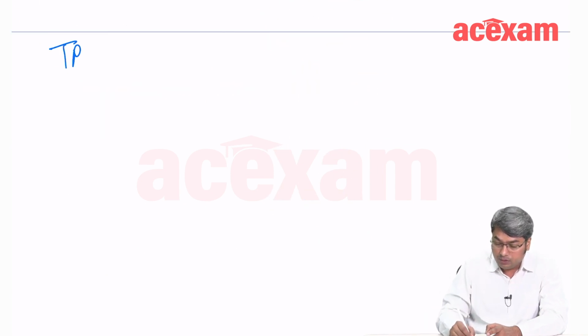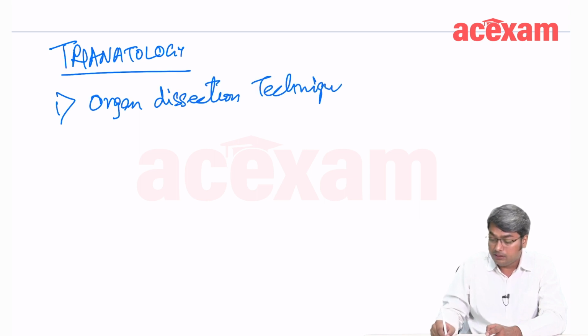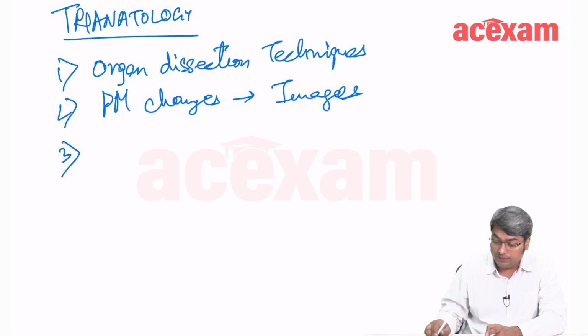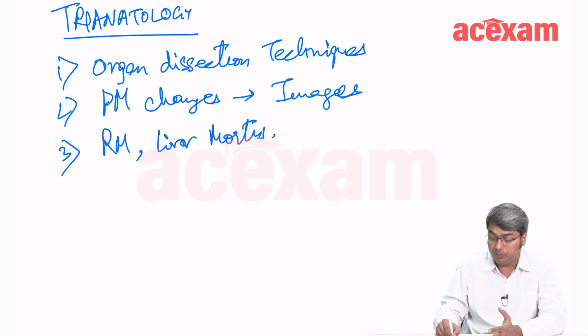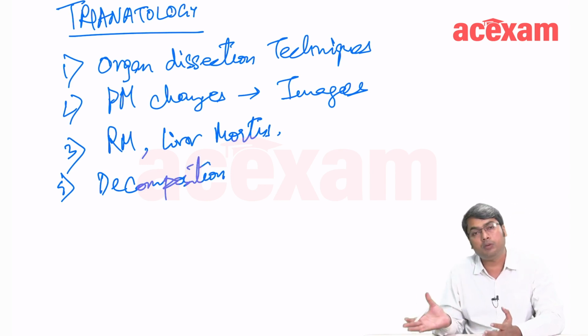That is the answer. So, we see that in this particular topic of thanatology, the high yield areas are organ dissection and organ removal techniques, then all the postmortem changes, especially their images. Then also we have seen rigor mortis specifically and livor mortis specifically. These are very important topics. And decomposition, especially marbling. Okay, so these are the high yield areas, and the questions will probably again be asked from these areas.